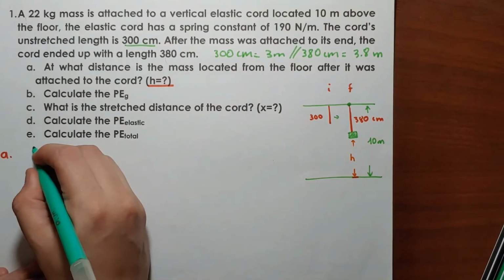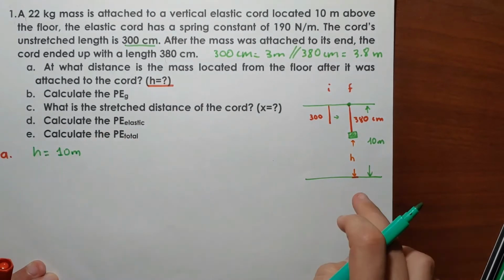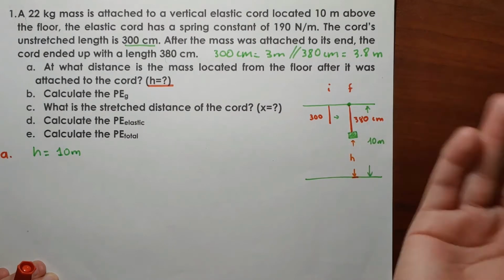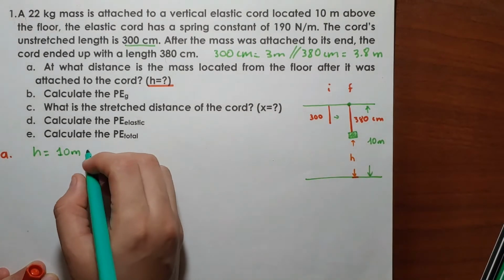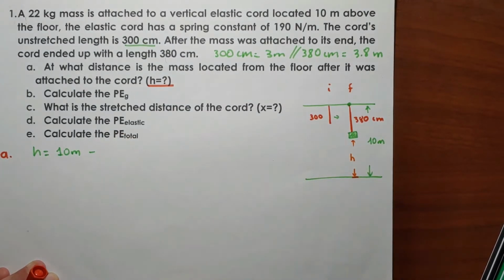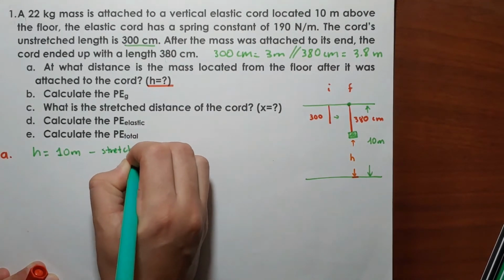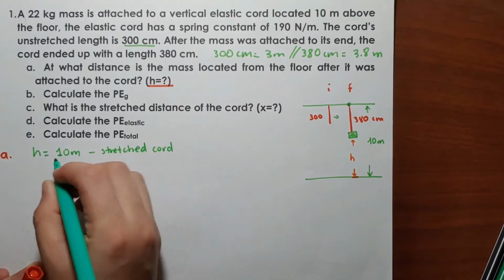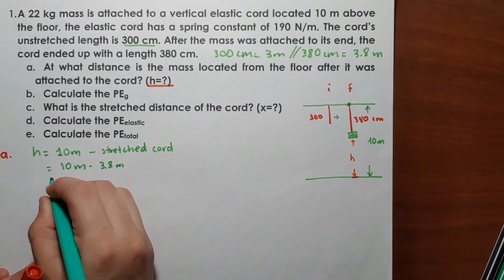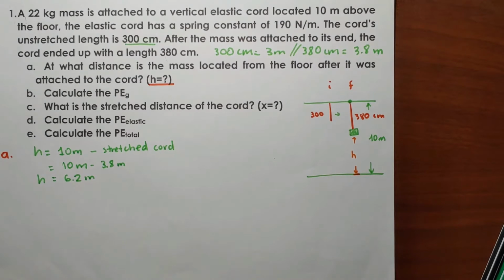Height is going to be equal to 10 meters. That is the total distance from the floor and the place where the cord is located, and I will subtract from it my stretched cord. This is equal to 10 meters minus 3.8 meters. This gives me 6.2 meters. This is my first answer.